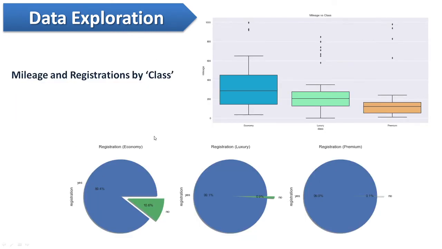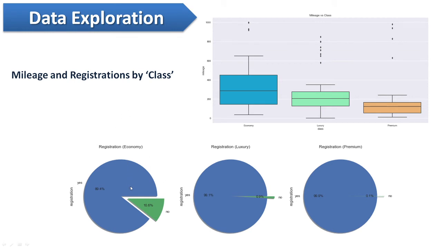Yep. This slide talks about the mileage and registration on a particular car. The average mileage provided by economy cars is around 300 units, whereas luxury cars are giving around 200, and premium cars somewhere around 160 units. This box plot gives you the least mileage in an economy class, and the considerable maximum mileage that they're giving. But we can see these are outliers. Yep, so that is with respect to mileage.